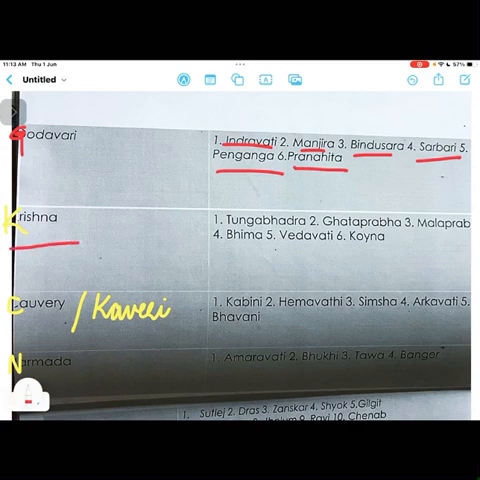Moving on to your Krishna river, you again have 6: Tungabhadra, Ghataprabha, Malaprabha, Bhima, Vedavati, Koyna. Okay, so repeat again. Tungabhadra, Ghataprabha, Malaprabha, Bhima, Vedavati, Koyna. Next is your Kaveri river. It has 5 tributaries: Kabini, Hemavati, Shimsha, Arkavathi and Bhavani. Kabini, Hemavati, Shimsha, Arkavathi, Bhavani.